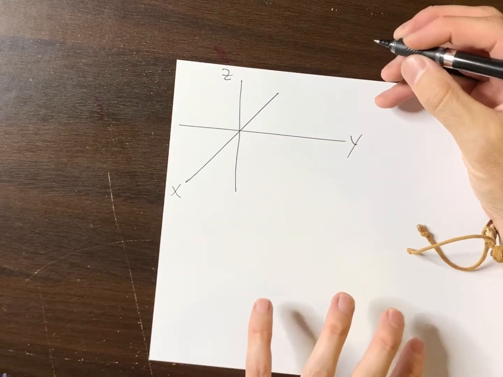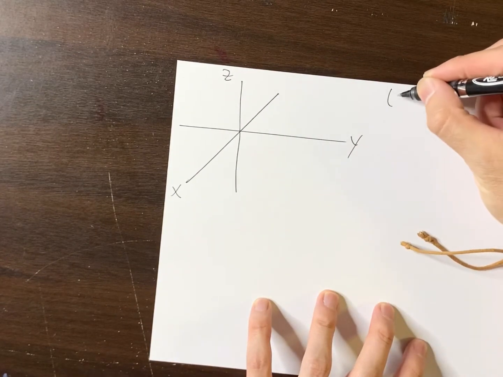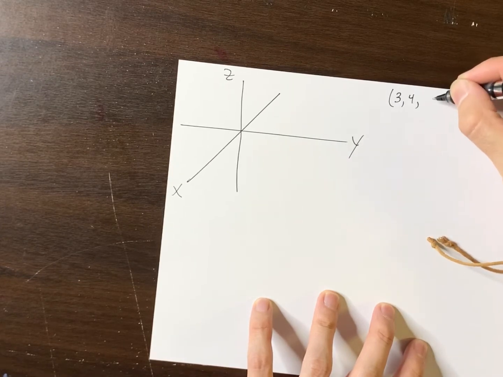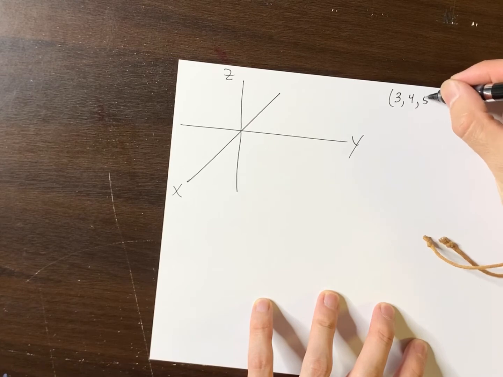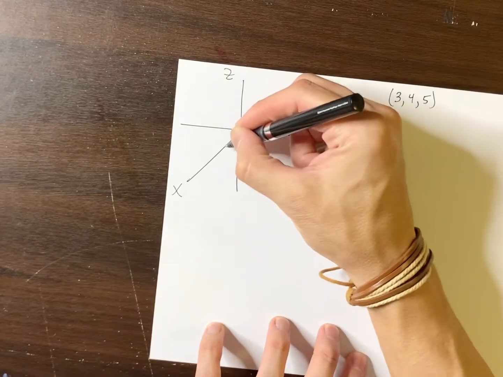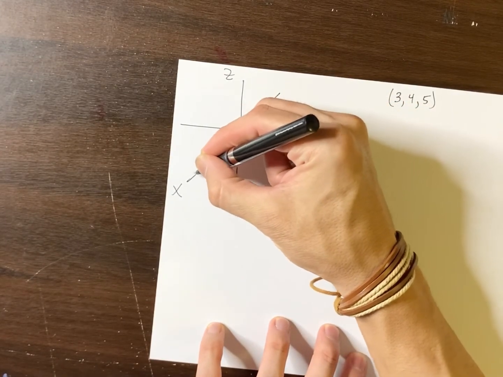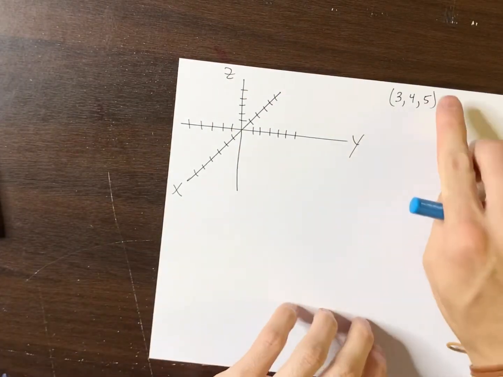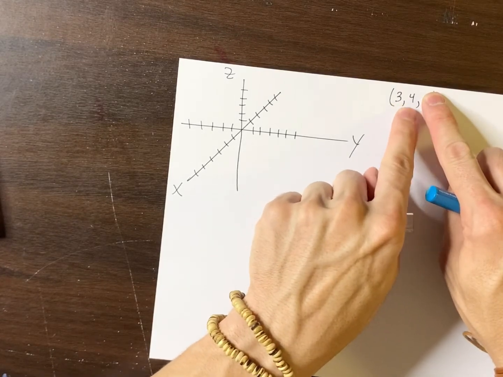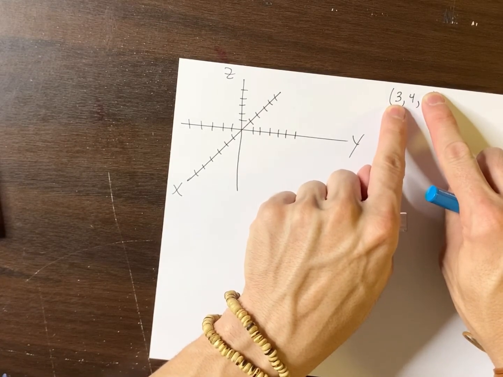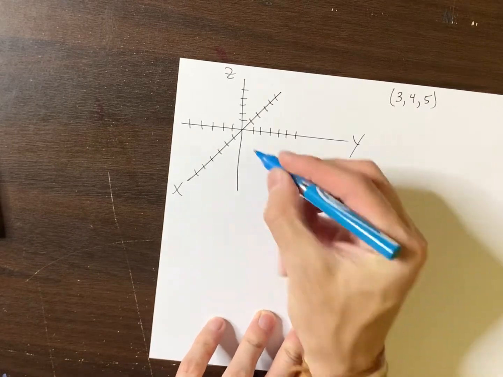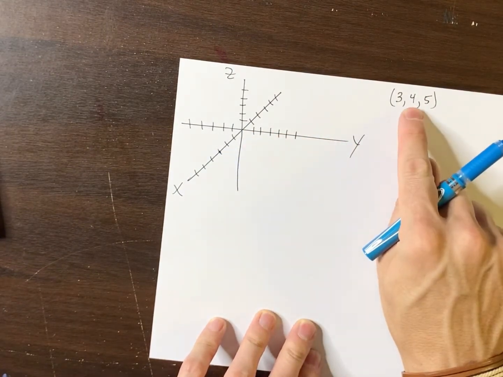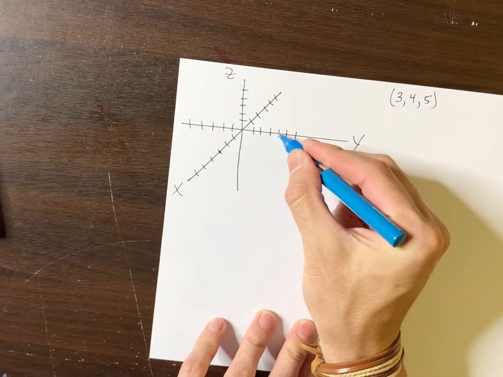So let's say that I wanted to plot the following point. Let's say I wanted to plot 3, comma, let's say 4, comma, and how about something like 5? So let me just open up 5 spaces each way for each axis. So here's what I'm gonna do. I'm gonna focus first on 3, 4 for x and y. So let me go to 3 on the x and 4 on the y. So 3 on the positive x would be like right there. I'll put a little dot. And then 4 on the y would be like 1, 2, 3, 4, like right there.